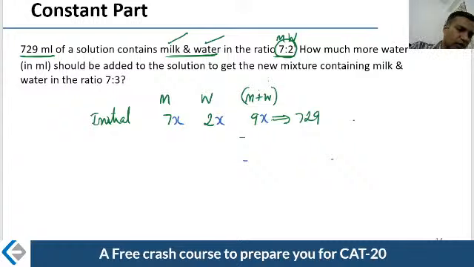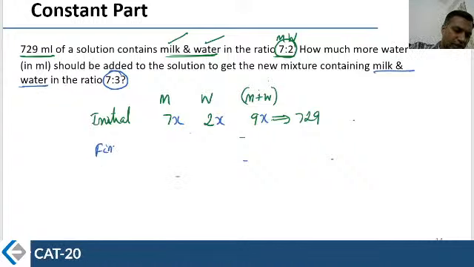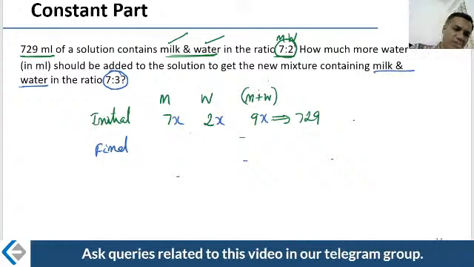Now, how considerate the author is. He has given the ratio of milk and water as 7 is to 3. Perfect. Therefore, what is the final configuration? You added water to this. After adding water, what is your final configuration? This is 7, this is 3, therefore the total is going to be 10.